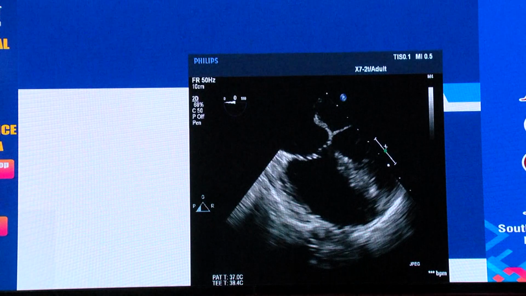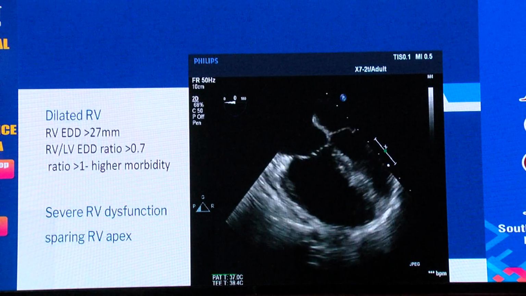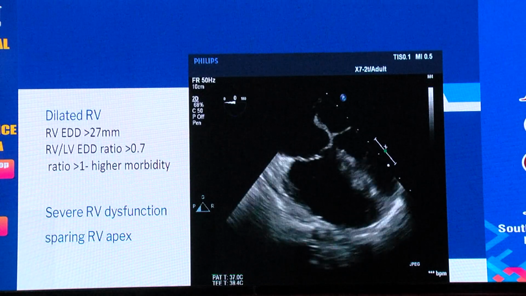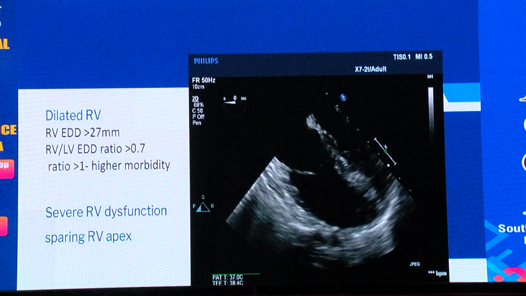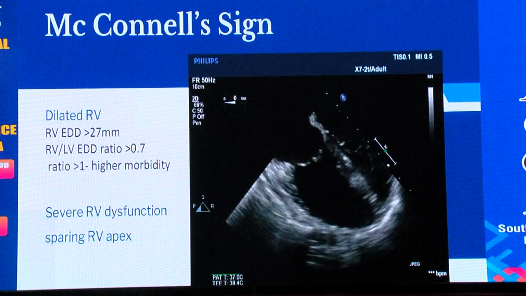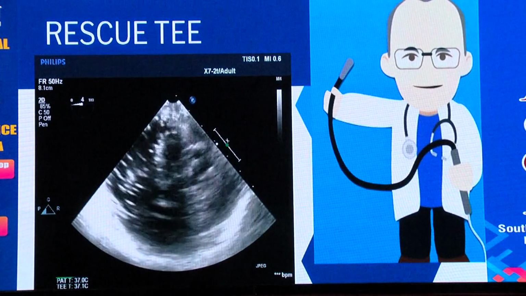Now this is what you see when you put a rescue TE. If you carefully look here, there is a dilated RV. Second, there is a severe RV dysfunction, but which is sparing the RV apex, which is very significant, a pathognomonic feature of a McConnell sign, which is pulmonary embolism.